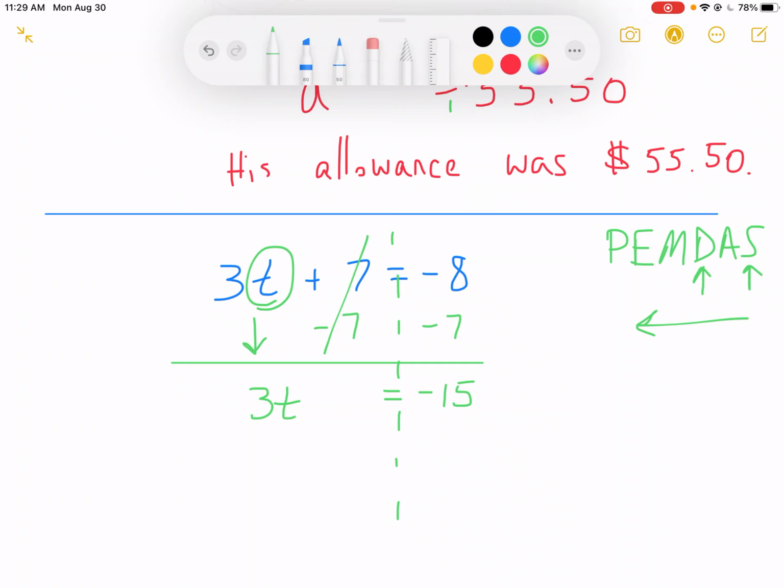Okay, so we said we needed to subtract. We did that. Now we need to divide. So divide by 3 to get t alone. 1t equals negative 15 divided by 3 is negative 5.